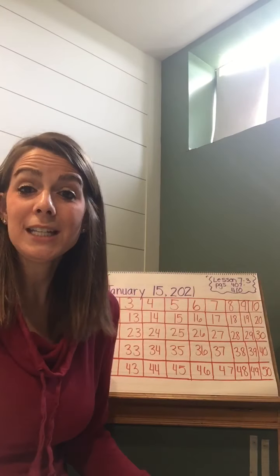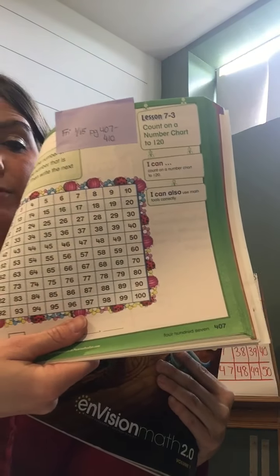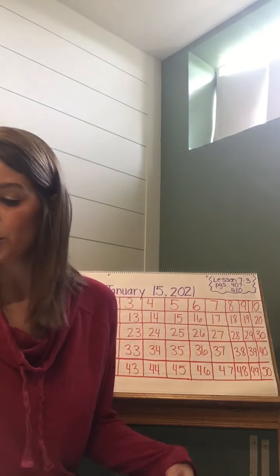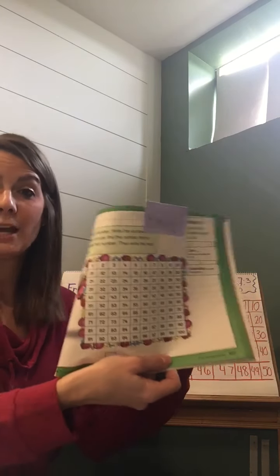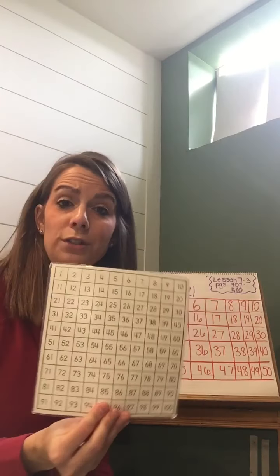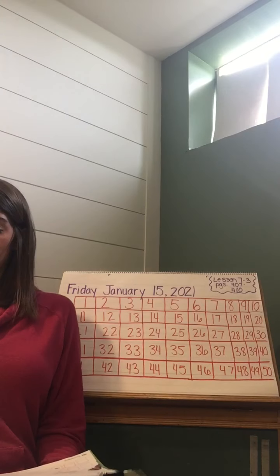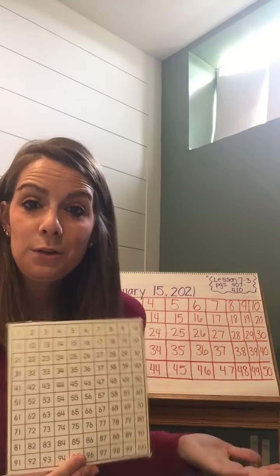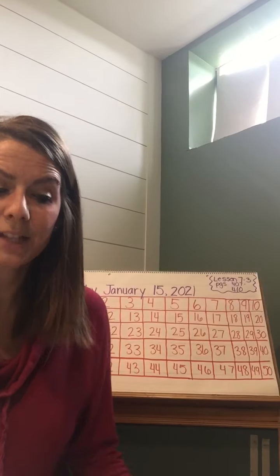Okay, so for today's math, you are going to be on page 407, okay? 407. This is lesson 7-3, and it's all about counting on a number chart. Now, I have part of our number chart up here. There's a number chart in your book. Tuesday, you're going to get your very own number charts to keep at your desk and use when we do math. So this lesson is pretty fun because just like when we used our number lines, when we use our number charts, it's a great tool that helps us find the answer.